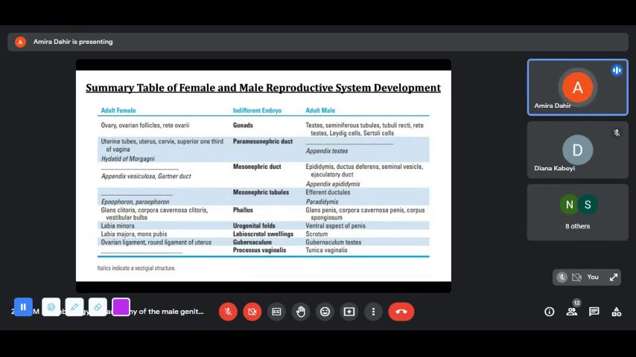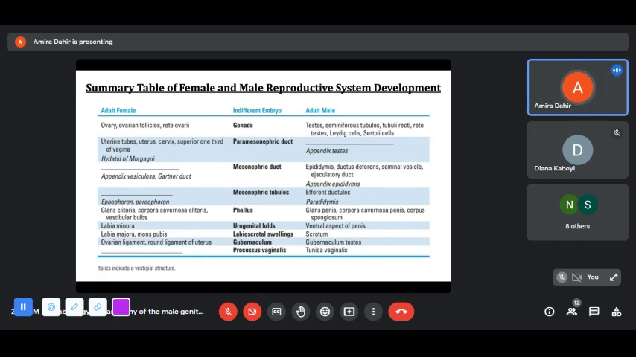So a bit of a summary of the female and male reproductive system, but I'll focus on the male. The components of the indifferent embryo, particularly the gonads, in the adult male become the testis, seminiferous tubules, tubuli recti, rete testis, Leydig cells, and the Sertoli cells. The paramesonephric duct regresses and becomes the appendix testis, if it remains.